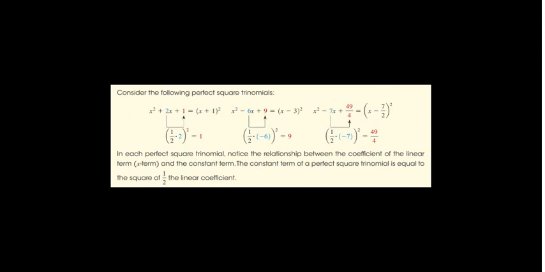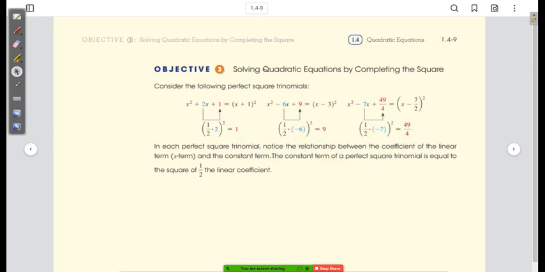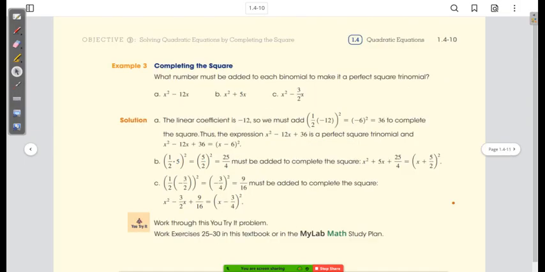All right. So consider the following perfect square trinomial. You know what? I don't like that. We're going to not touch that. We're going to jump straight into completing the square.